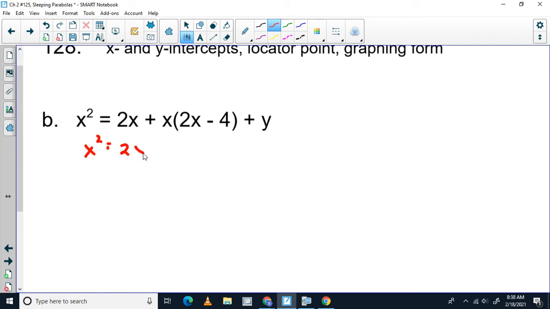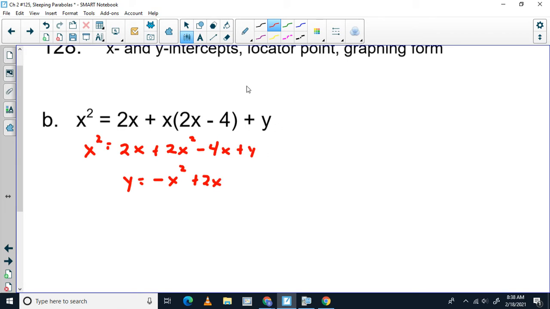So if I multiply this out, I'm going to have 2x squared minus 4x plus y. And I probably want to get y by itself. So I'm going to move everything to the other side. So I had x squared. If I subtract 2x squared, I now have negative x squared. I had negative 2x on this side when I put it together. So when I bring it over, it's going to be positive 2x. All right, so this is my equation.